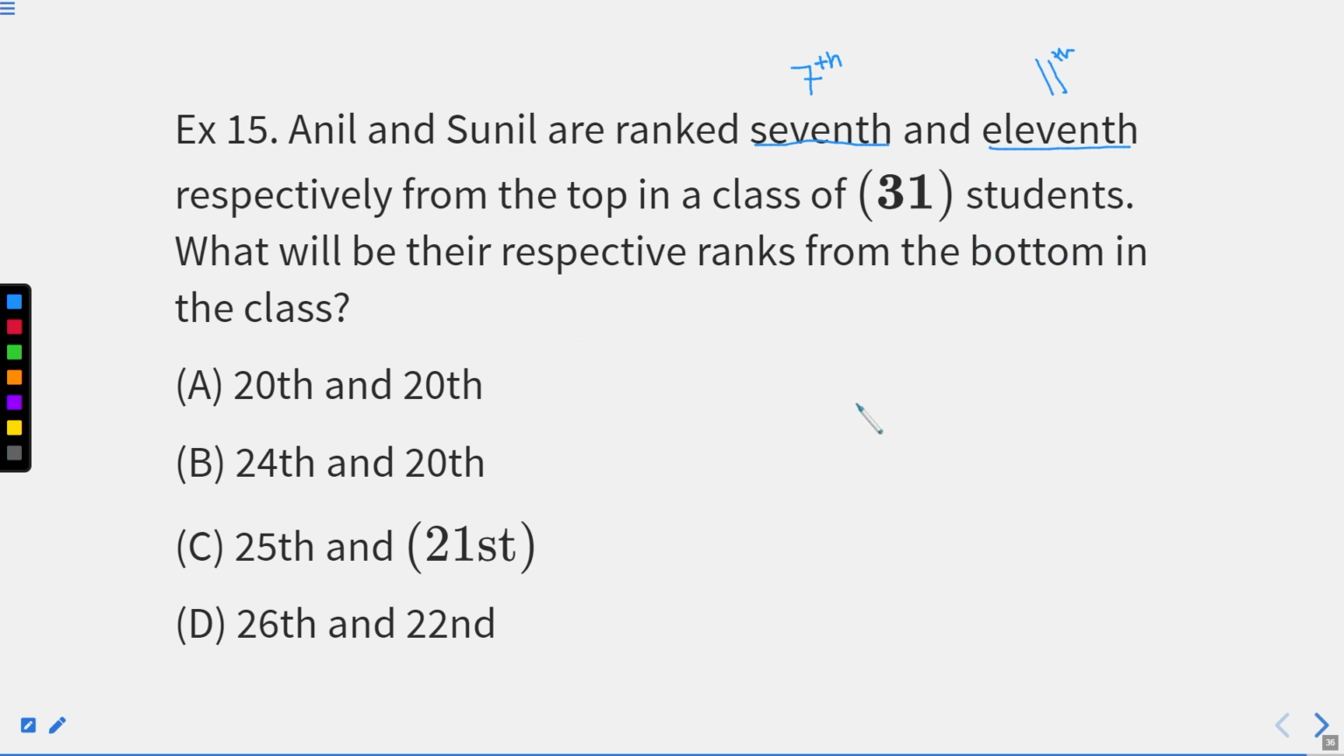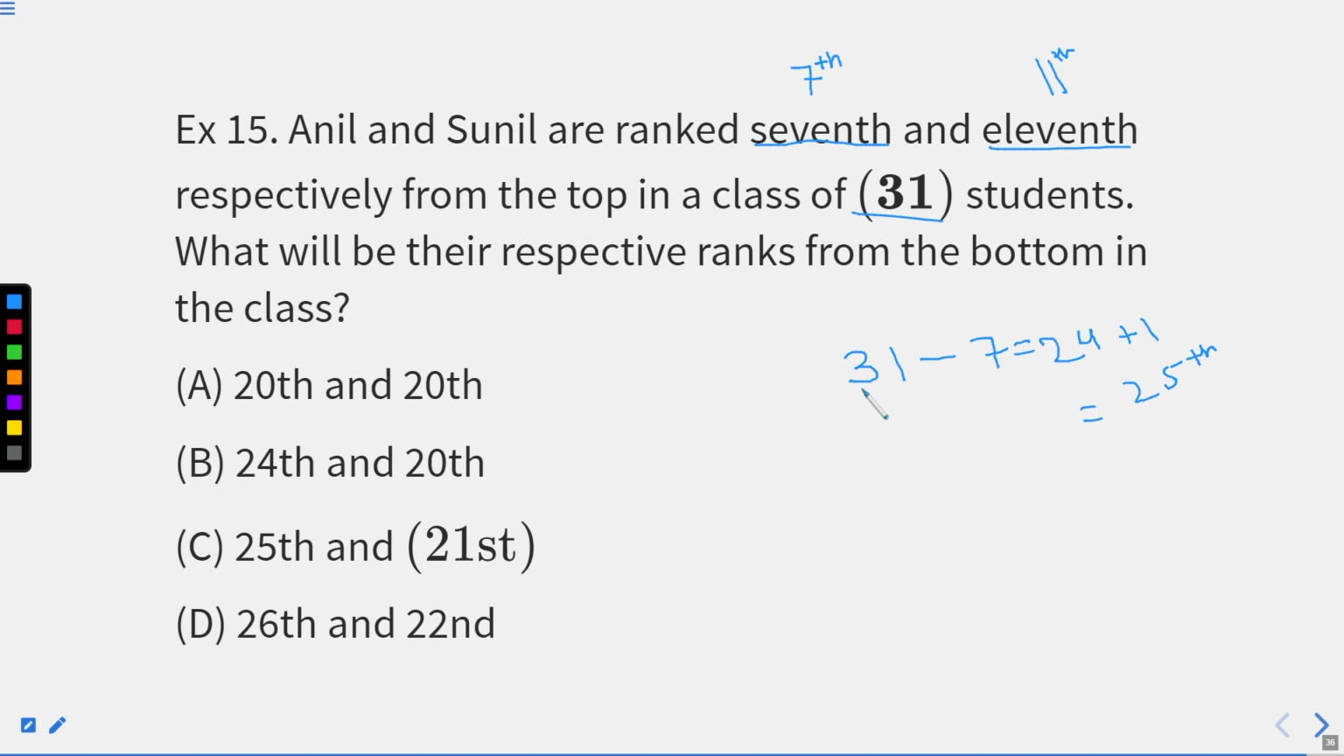So in such cases, we know that 31 students are there in total, right? 7th is the rank of Anil. So if we subtract 7, what will we get? We'll get 24. But we need to take care that 7th is the position of Anil, which we have already subtracted. Now we need to add 1 here. So 25th, right? 25th is going to be the rank of Anil.